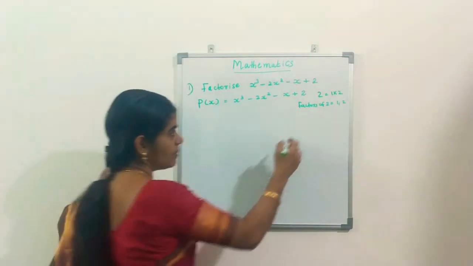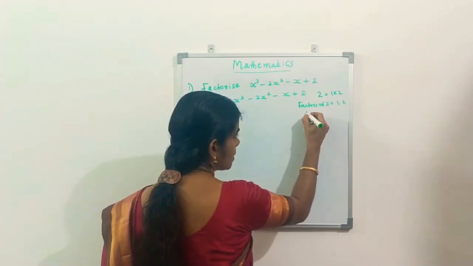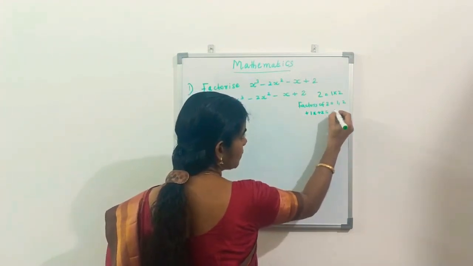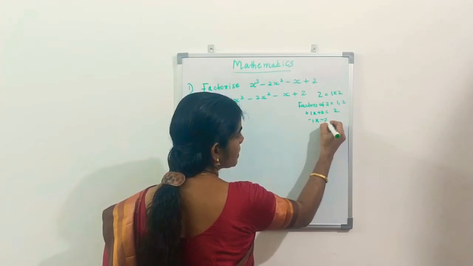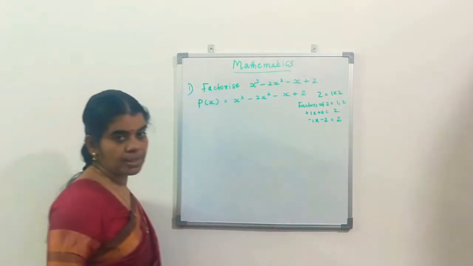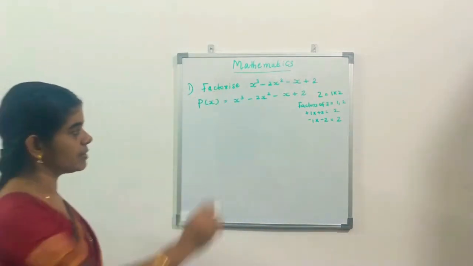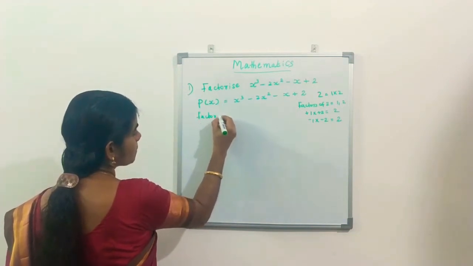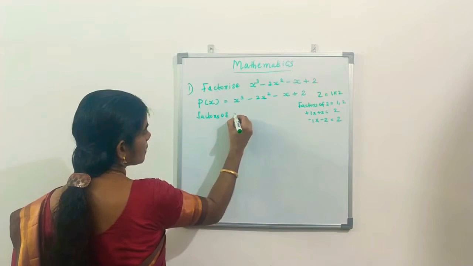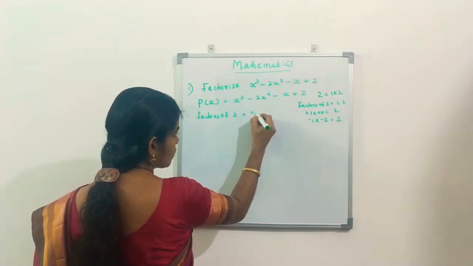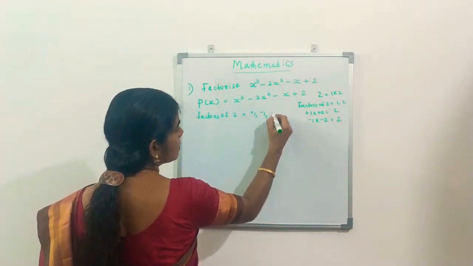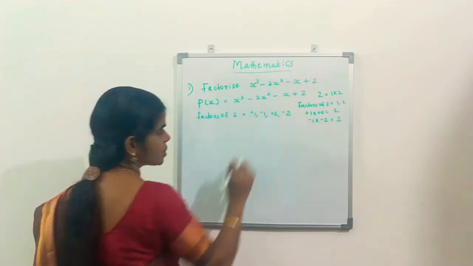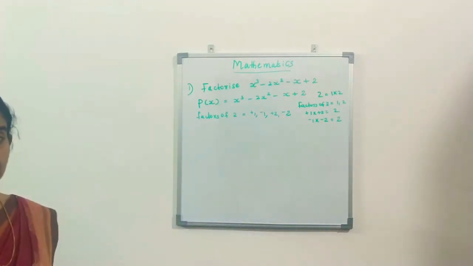Plus 1 into plus 2 gives 2. Minus 1 into minus 2 also gives 2. Therefore, the possible factors of 2 are plus 1, minus 1, plus 2 and minus 2. These are the possible factors of 2.